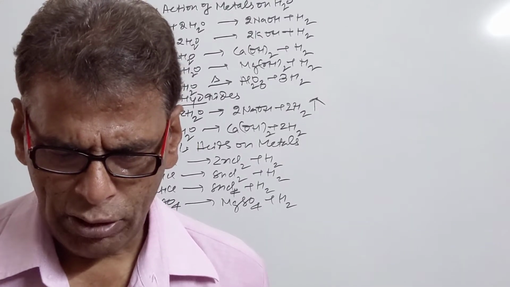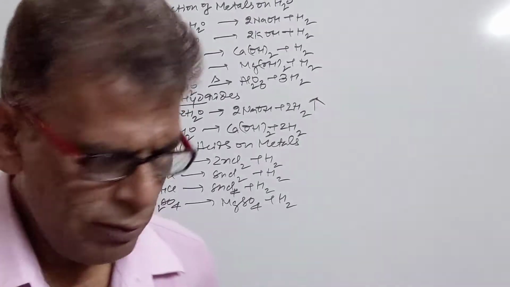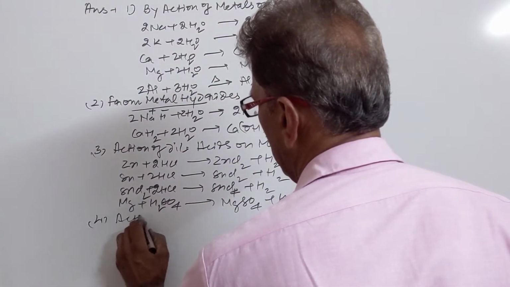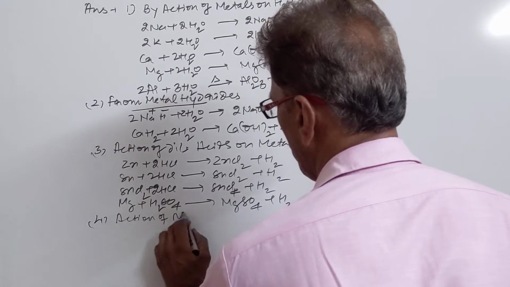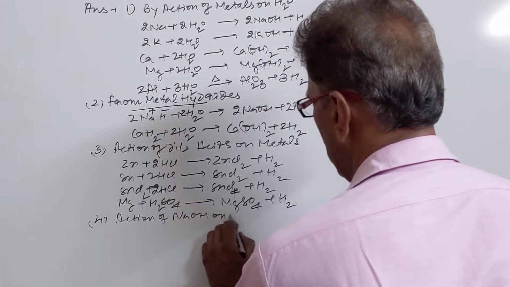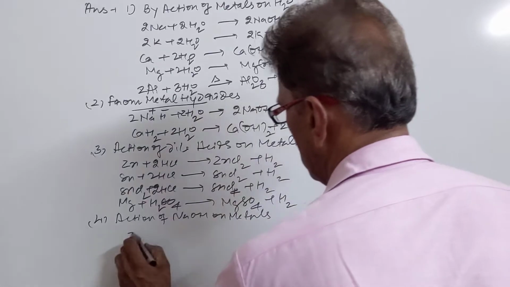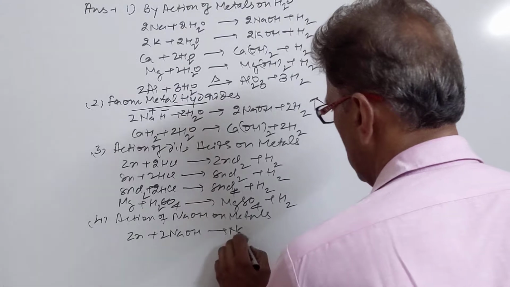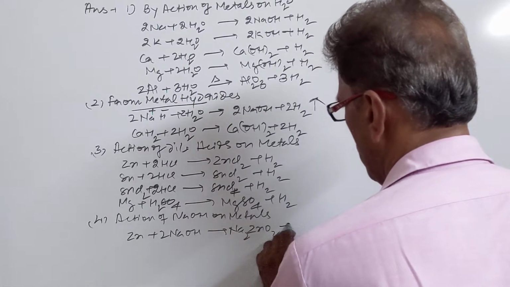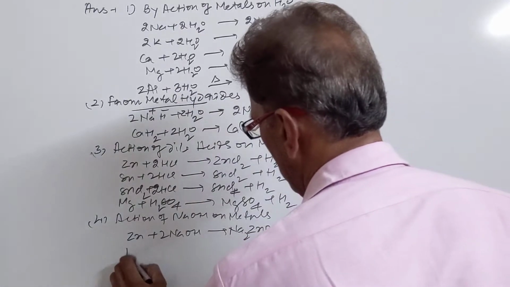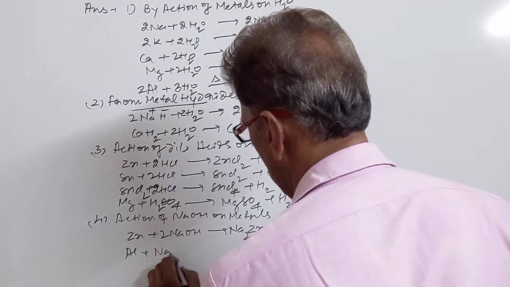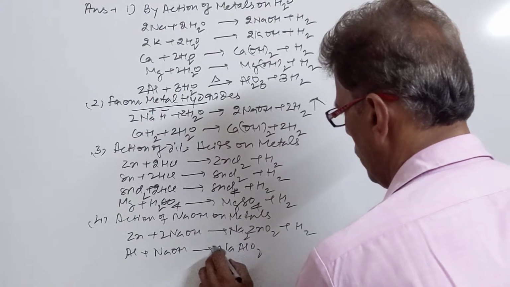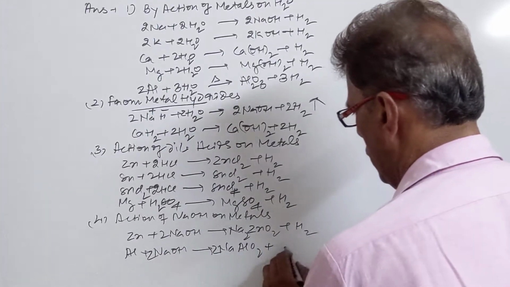Then we have the action of bases on metals. This also produces the hydrogen. Action of NaOH on metals. Zn plus 2NaOH gives Na2ZnO2 plus hydrogen. Aluminium also combines with NaOH to give you 2NaAlO2 plus hydrogen.